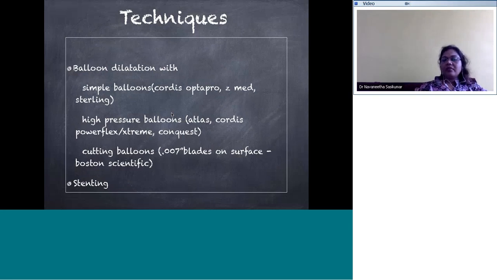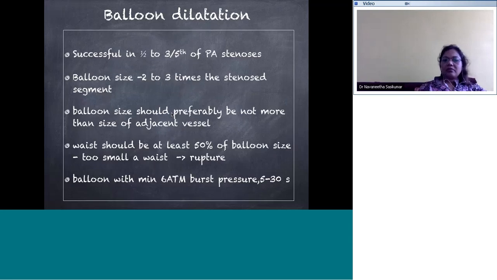So where you use it is, lesions which have been subjected to repeat dilatations and not yielding with high pressure balloons. And what you do is you score with the cutting balloon. Essentially, the cutting balloon creates cracks on the intima, and then you dilate with your usual balloon. So then that gives a better chance of a better result, of course, with a slightly increased rate of complications. And the other option is to stent the pulmonary artery. So when do you dilate and when do you stent? We will come to it as we go through the talk.